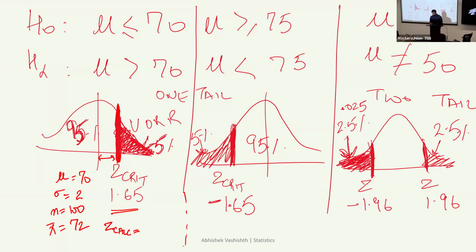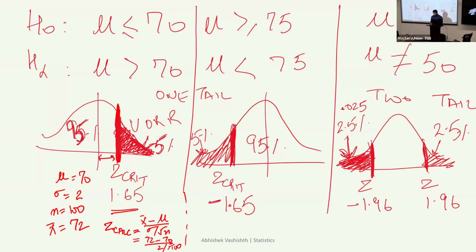How do I calculate Z? All of you know the formula. Formula is X bar minus mu upon sigma by root n. So what is X bar? X bar is what I found out, 72. What is mu? 70. What is sigma? 2. What is root n? Root of 100.